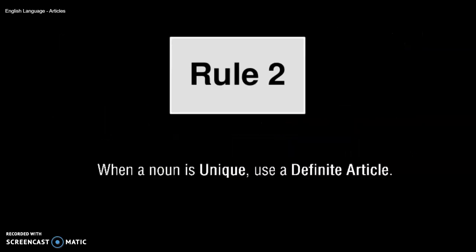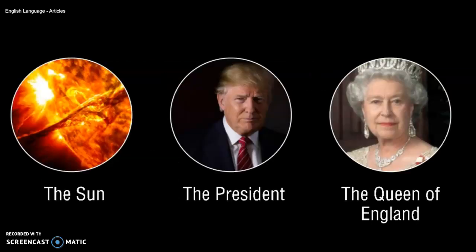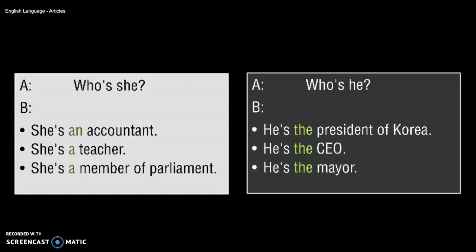Rule 2. When a noun is unique, we use a definite article. Only one of that object. The sun. The president. The Queen of England.